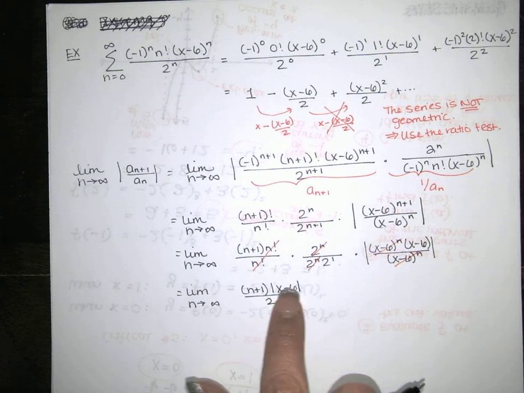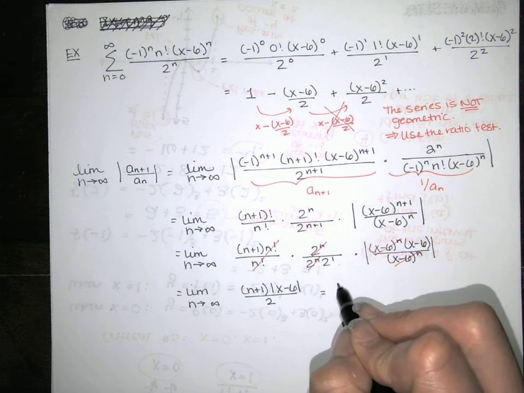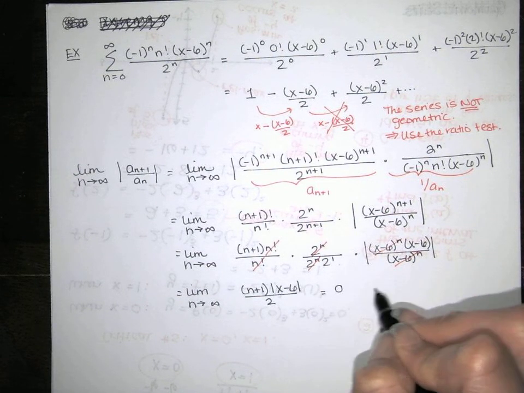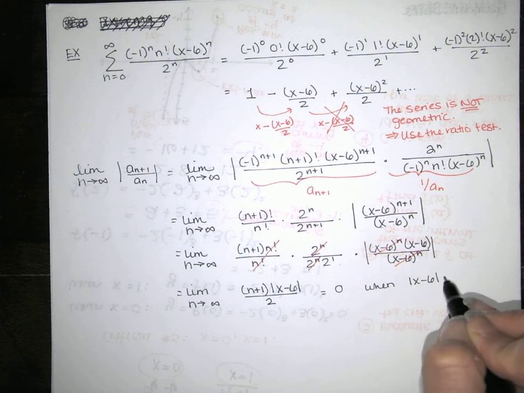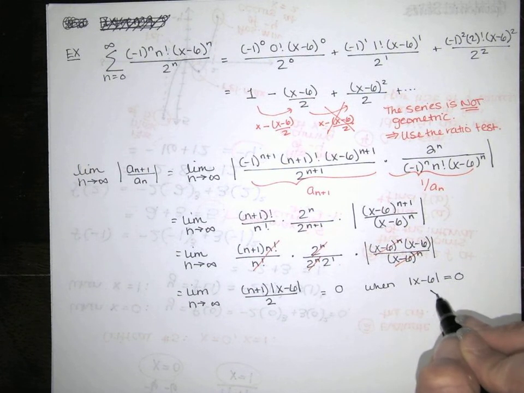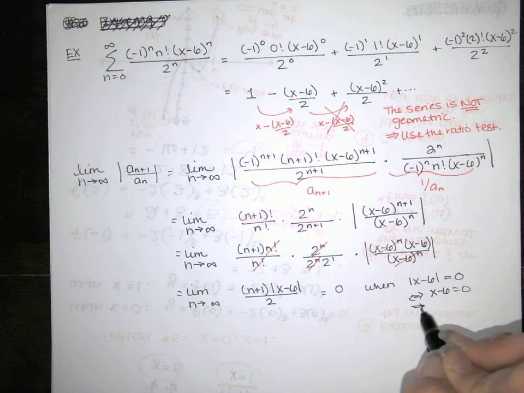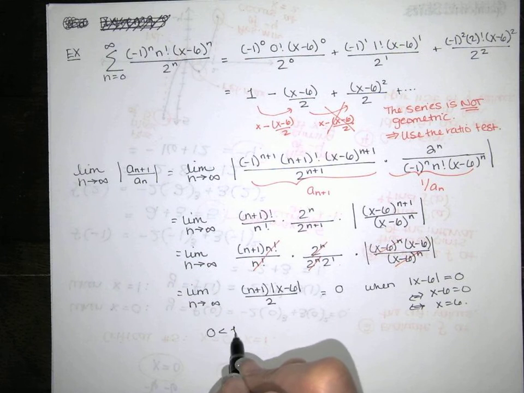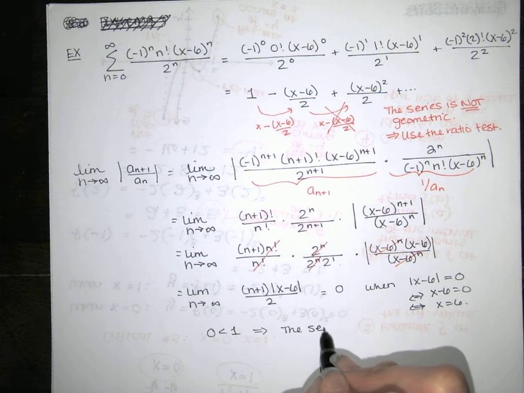But if this number that I'm multiplying by is 0, then this is just the limit of 0, and the limit of 0 is 0. So we're going to get 0 when the absolute value of x minus 6 is 0, which means that x minus 6 is 0, which means that x is equal to 6. And 0 is less than 1 all the time, so that means the series converges when x equals 6.